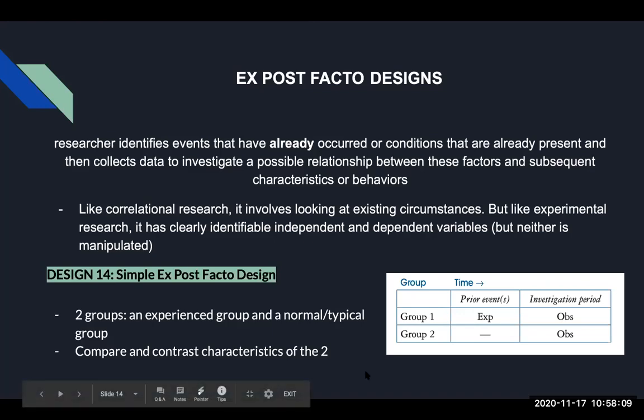Like correlational research, it involves looking at existing circumstances, but like experimental research, it has clearly identifiable independent and dependent variables, but neither is being manipulated. An example for this design would be simple ex post facto design, in which there are 2 groups, an experienced group and a normal typical group, and then you compare and contrast the characteristics of these 2.